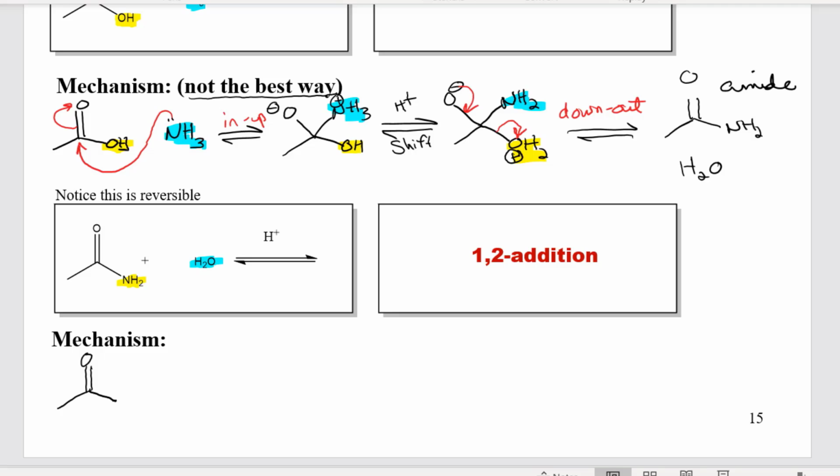So if I were to do the reverse reaction and start with an amide, I would start with my acid-base chemistry to activate the reaction. I now have an electrophile with a formal positive charge, so I can now add my weak nucleophile, which is water, driving the water on, removing the NH, the Q group.